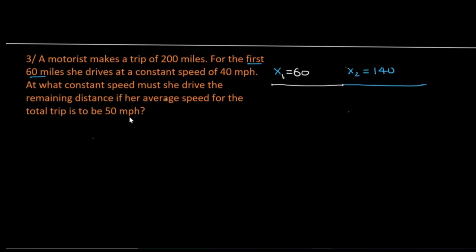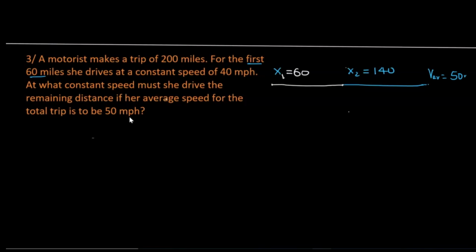Now, look at this again. At what constant speed must she drive the remaining distance if her average speed for the total is going to be 50? So this is a very important point. Now at the end of the day, the average velocity, v average, is equal to 50.